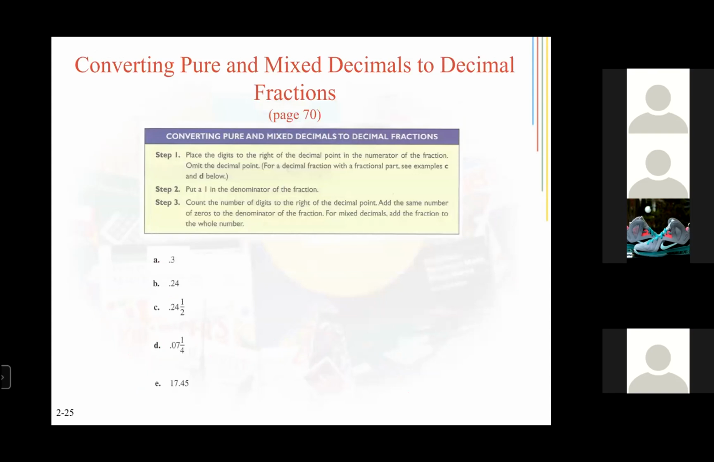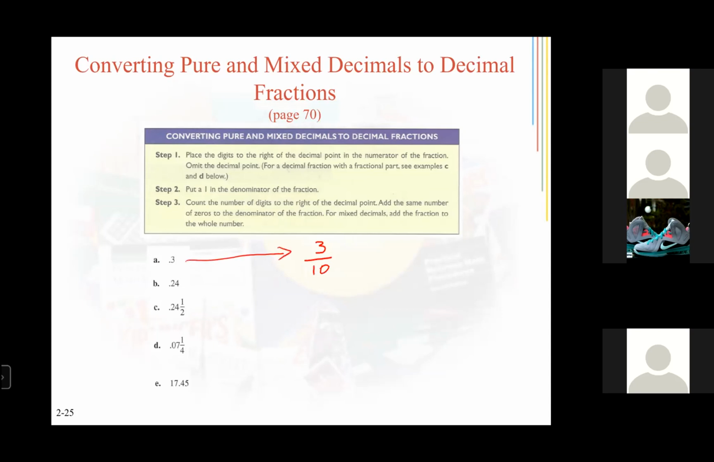Okay, so these are some decimals now that we want to convert to fractions. So we're going to reverse. The first one is 0.3. Now you know that 0.3 would be how many places after the decimal point? 1. So if you're changing that to a fraction, that would be 3 over 10. Okay, only one place.